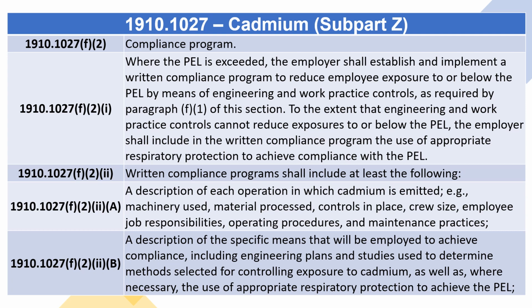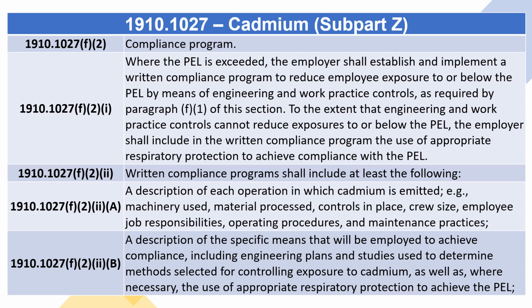1910.1027(f)(2) Compliance program. (f)(2)(i) Where the PEL is exceeded, the employer shall establish and implement a written compliance program to reduce employee exposure to or below the PEL by means of engineering and work practice controls, as required by paragraph (f)(1) of this section. To the extent that engineering and work practice controls cannot reduce exposures to or below the PEL, the employer shall include in the written compliance program the use of appropriate respiratory protection to achieve compliance with the PEL.